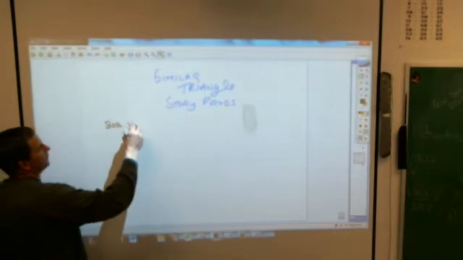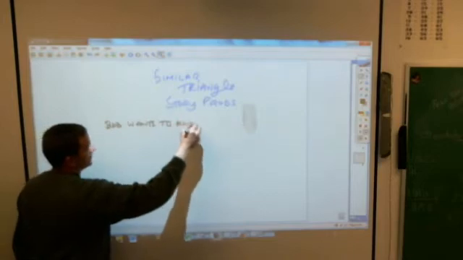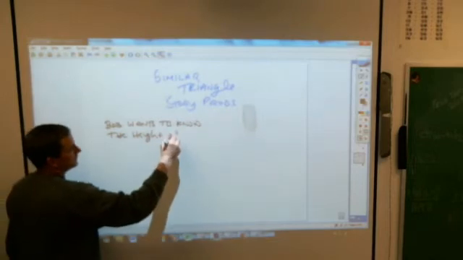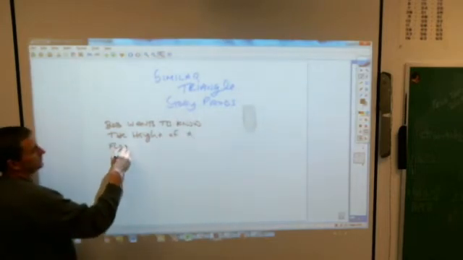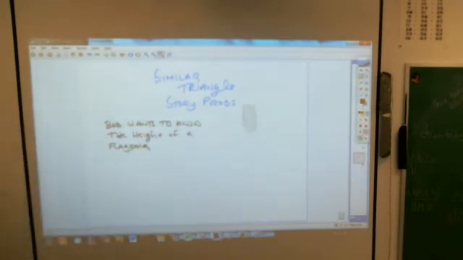Bob wants to know the height of a flagpole. What would be the problem with trying to figure out the height of a flagpole? Can't reach. Yeah, you can't reach the top of it. You couldn't even really get a ladder up there because it's pretty tough to put a ladder on a pole. Now, if you had a boom truck or a lift, but you don't have to borrow that just to figure out how tall your flagpole is.